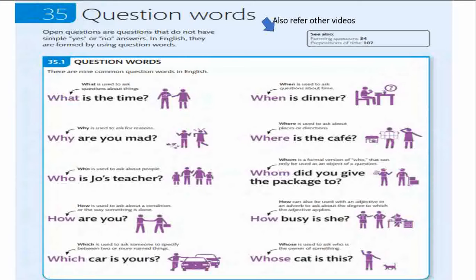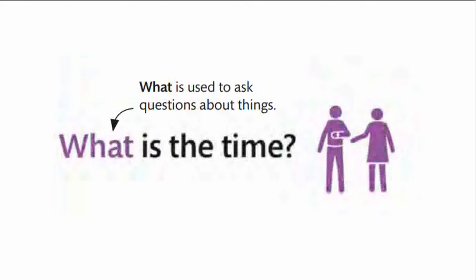Now there are nine such common words used in English. For example, what, why, who, how, which, when, where, whom, whose. Now, these words we are going to explore one by one. When are these words used and what is the implication? So, the first example, which is given over here, we are enlarging it and showing it on the next screen.